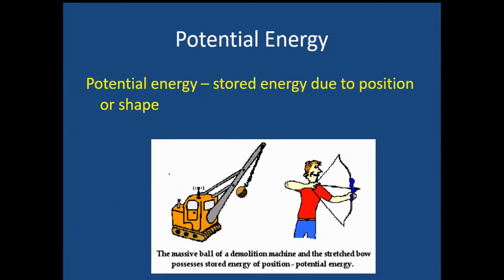So remember, kinetic energy is the energy of movement. It's based on mass and your speed. Now, potential energy is the stored energy due to position or shape of an object. So when we look at potential energy, the object itself is not necessarily moving. It could be, but it could not be. It's basically the stored up energy. Now, there's a couple examples here, a wrecking ball, a bow.